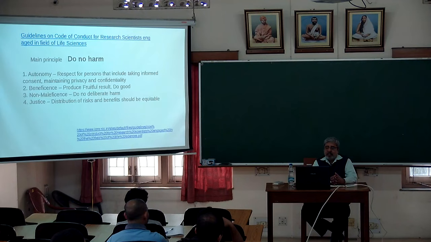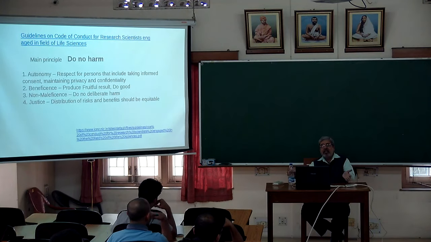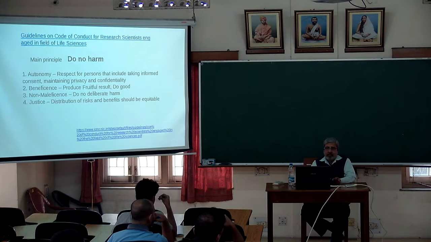Then justice. Distribution of risk and benefits should be equitable. Making one society or one kind of population suffer for the benefit of another kind of population is not allowed. It should be an equitable distribution.